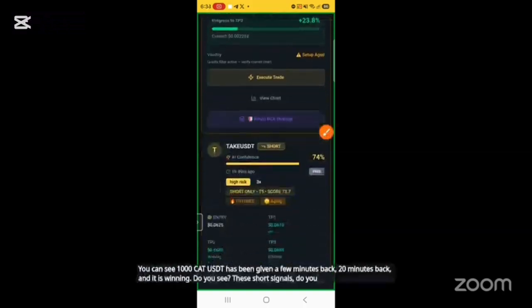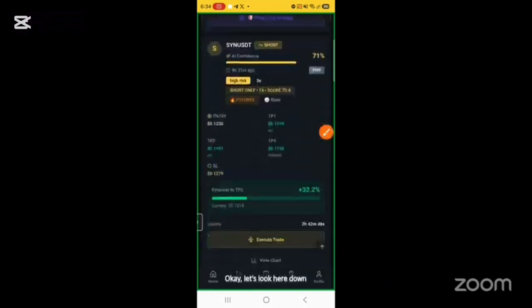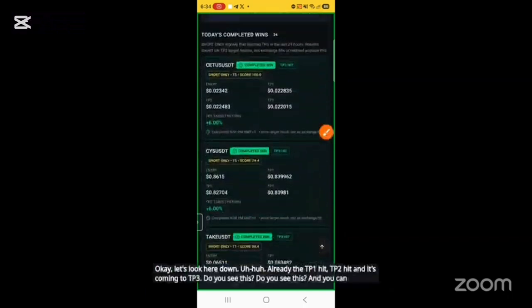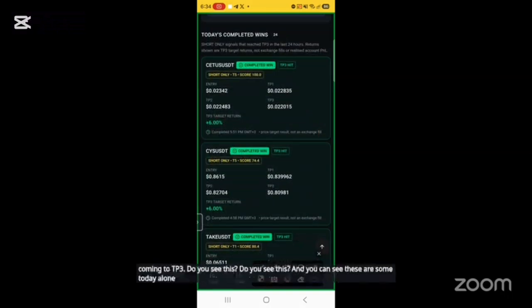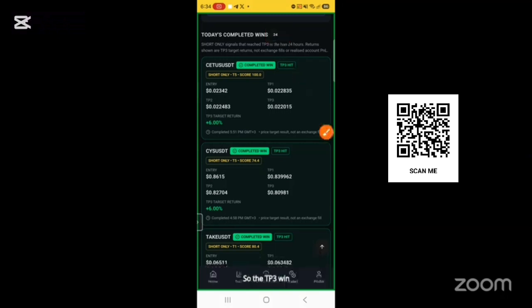They were first tested before they launched them. Do you see this one? It is winning. Already TP1 hit, and it is now coming to TP2. Let's look further down. Already TP1 hit, TP2 hit, and it's coming to TP3. You can see today alone, 24 short only trades hit TP3. So the TP3 win rate is high.